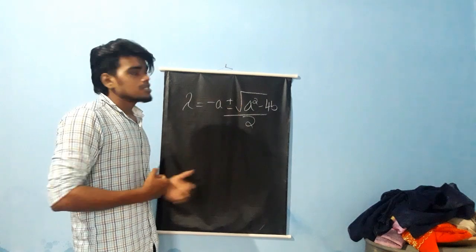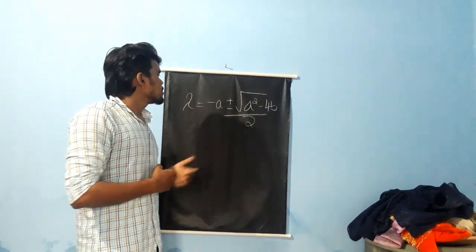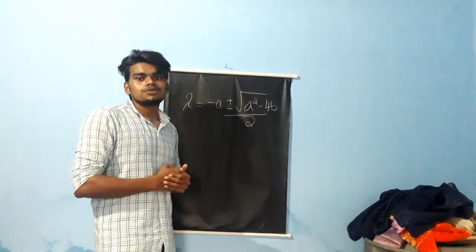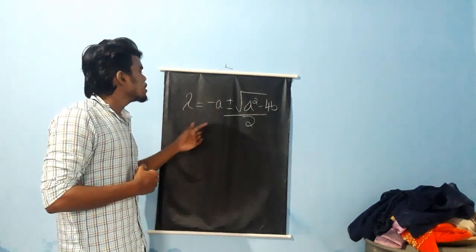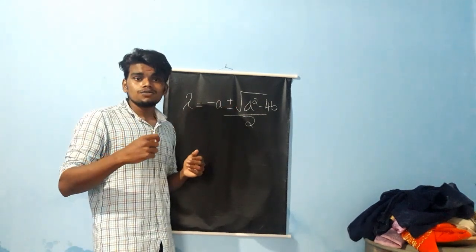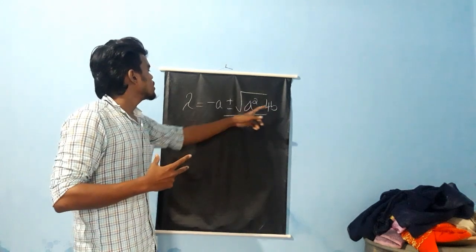So here, lambda is equal to minus a plus or minus root of a square minus 4b by 2. So what is lambda, what is a, what is b? We have to find what is a, what is b, what is lambda.